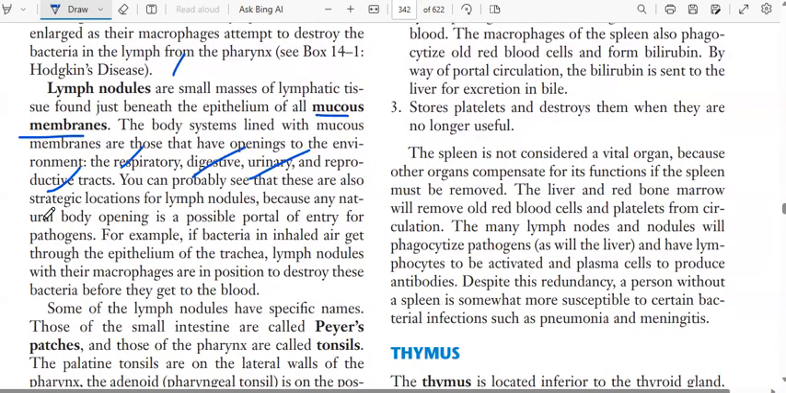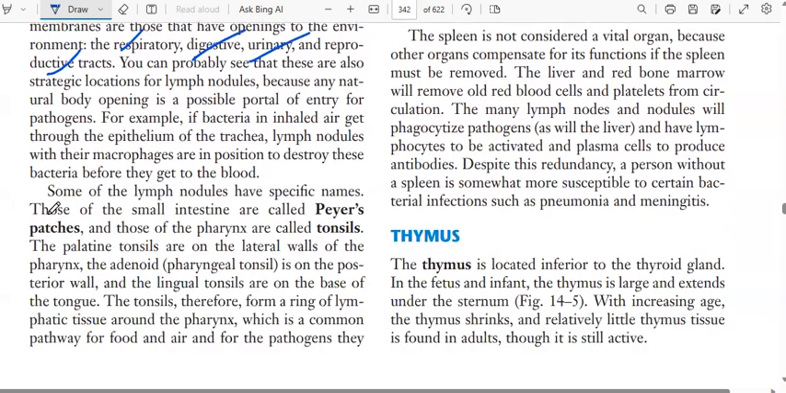Because anything can enter through the mouth, or into the urinary or reproductive system, we have lymph nodules there to protect. Even if bacteria enter, we have to kill the bacteria. Some lymph nodules have specific names, like Peyer's patches in the small intestine, and the tonsils: palatal tonsils and lingual tonsils. The pharynx is the common pathway of food and air for pathogens.